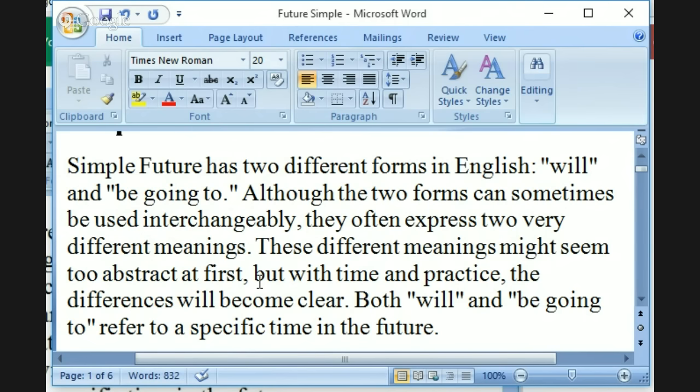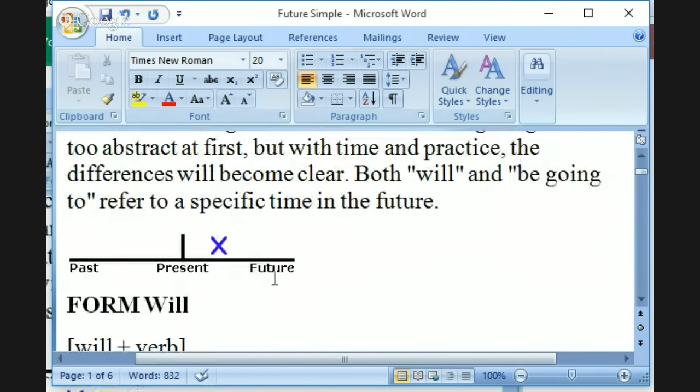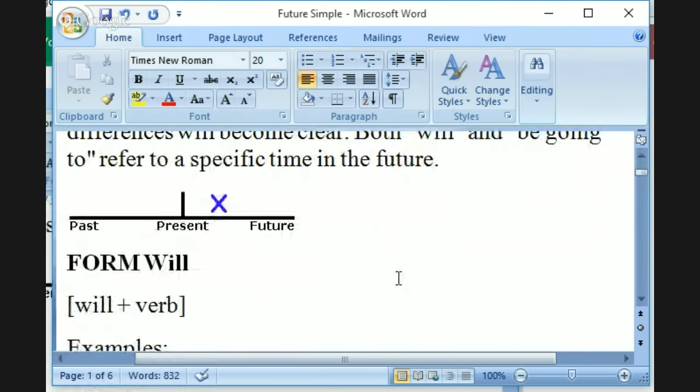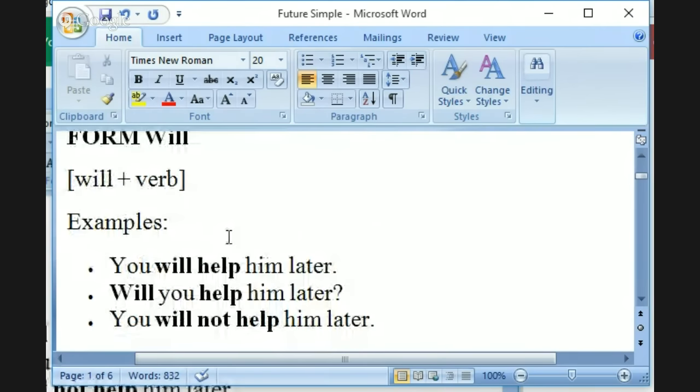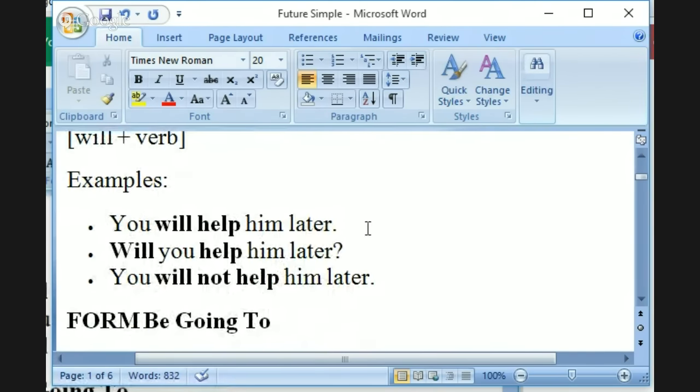In some uses, intentions, the two forms are interchangeable. However, in other uses, purposes, the two forms are used differently. Okay, well, hopefully I will be able to illustrate that to you. Both will and be going to refer to a specific time in the future. So, first of all, looking at the forms, will plus the verb. Very simple. You will help him later, okay? In a normal English sentence, you, the subject, first, then the verb construction, will help, then the object noun.